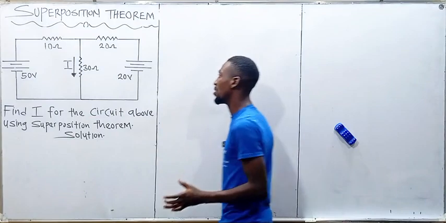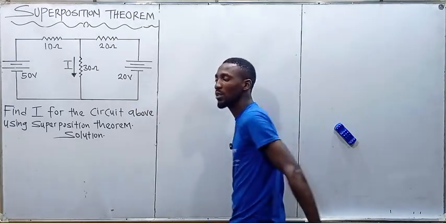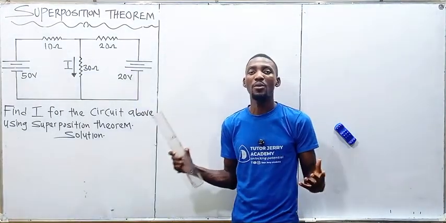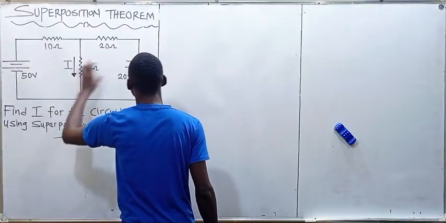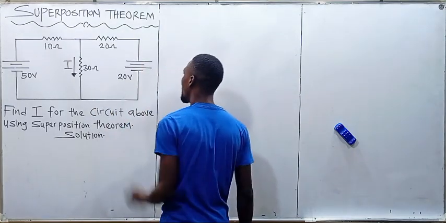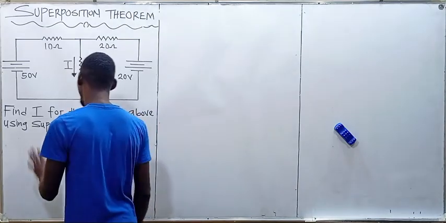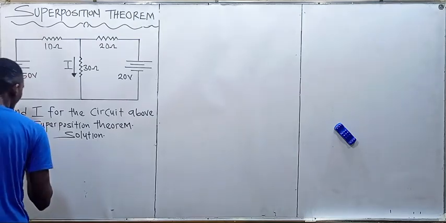So we are going to consider the 50 volt voltage source first, while we switch off the 20 volt voltage source. Since they are both voltage sources, when we consider 50 volts, we just need to put a short circuit here. That is, we are going to represent this with a straight line. So we need to redraw the diagram while we consider the 50 volt voltage source.